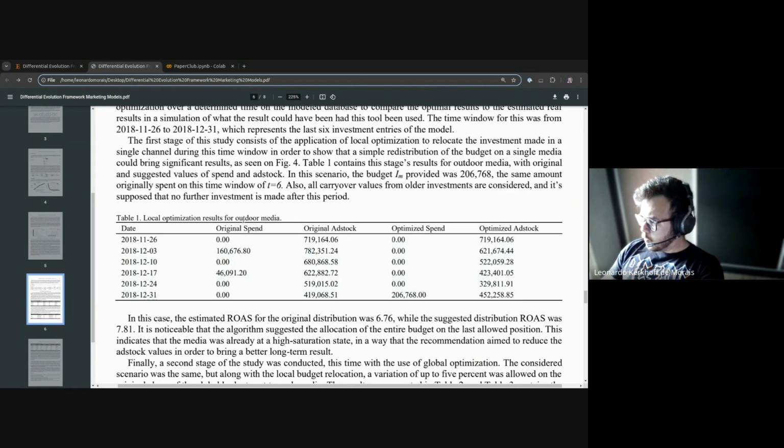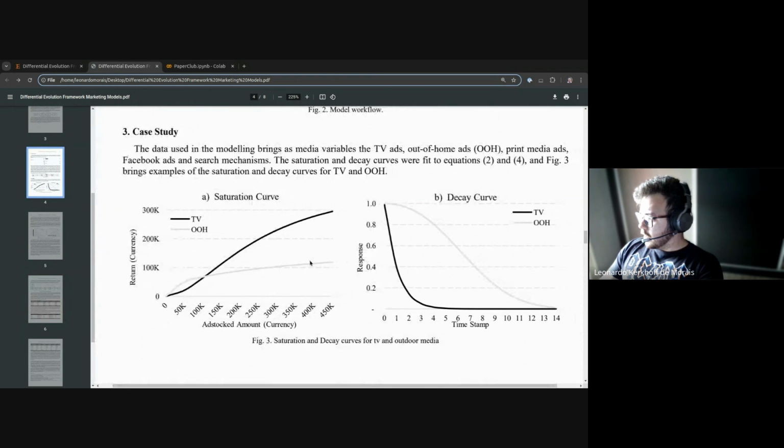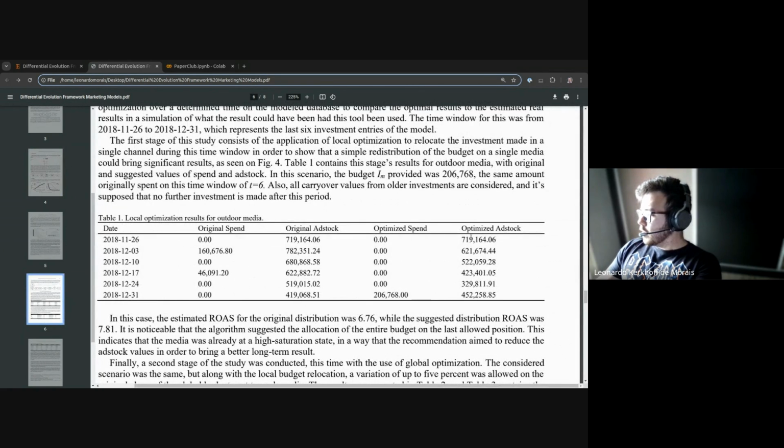Because most probably this is a media that was already saturated. As we can see up here, here are the saturation curves for this toy problem, for both outdoor media, the gray one, and TV media, the black one. We were talking about outdoor media. In the gray curve of outdoor media, we can see that it is a media that saturates fast, so it benefits from lower values of ad stock. So in the problem we are talking about here, we can see that it was already very saturated.